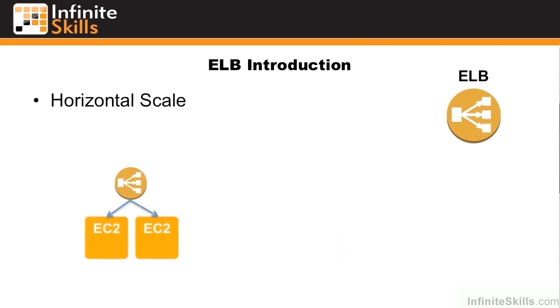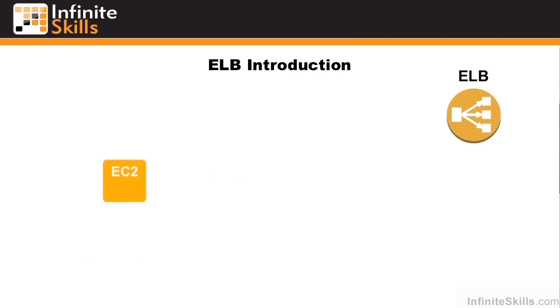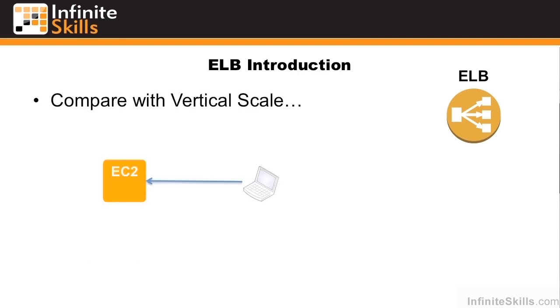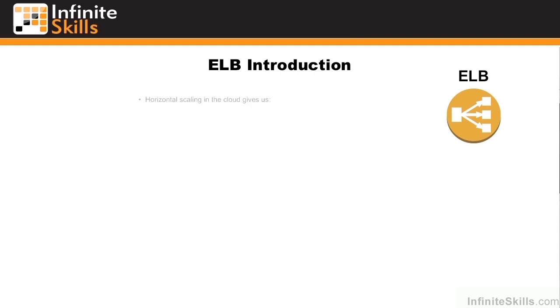If we look at horizontal scale, here we have the Elastic Load Balancer at the top, with two EC2 instances behind it, which is great for a single user. But when many users come and hit the site, we can simply grow out more EC2 instances. If you compare that with vertical scale, here we have a single EC2 instance. When users hit that instance, we can add more resources to that single instance, but you eventually run out of RAM, CPU, and so forth in a single instance.